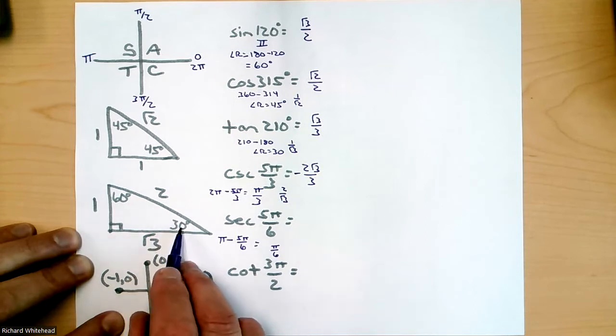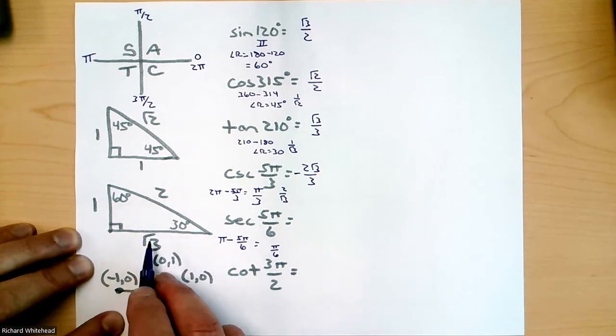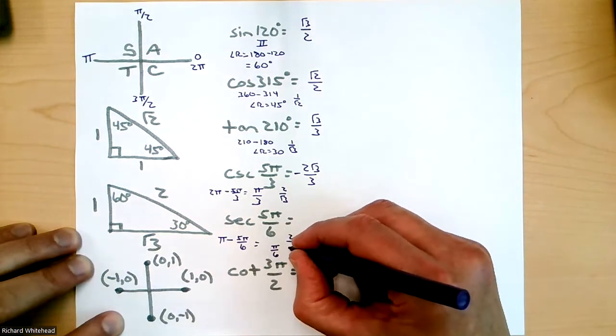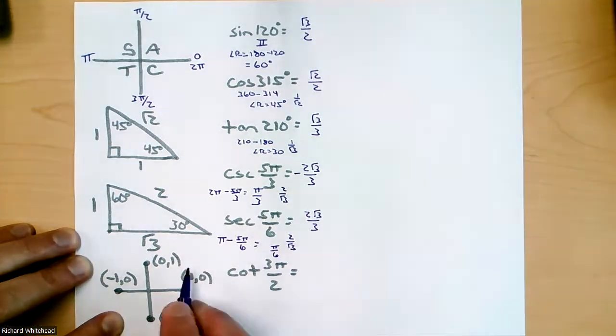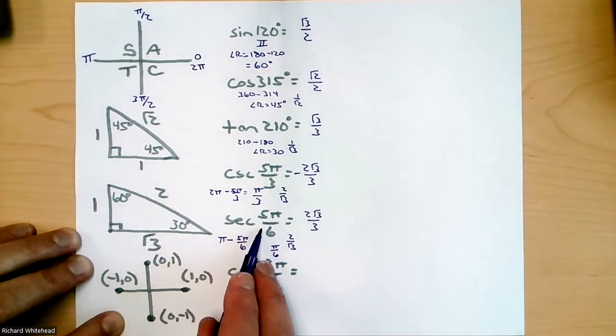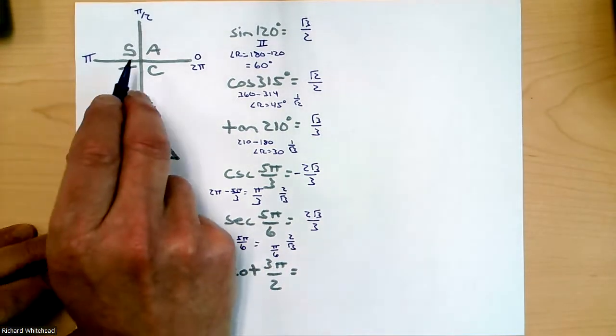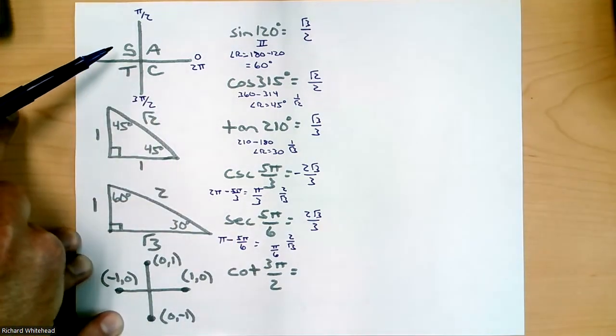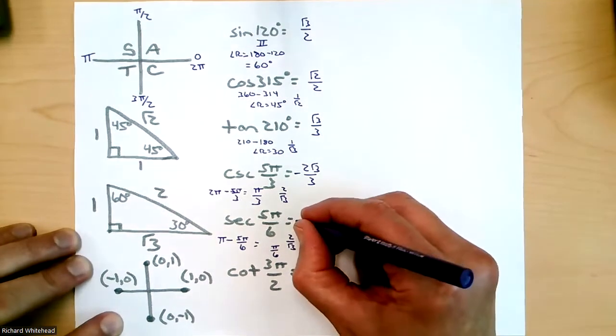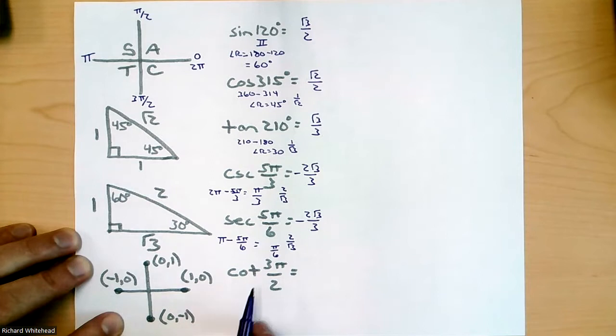So let me see. Secant would be hypotenuse over adjacent. So what do you know? It's that 2 over root 3 again. So 2 root 3 over 3. You just told me it was second quadrant. In the second quadrant, only sine and its reciprocal are positive. Everyone else is negative, so that guy gets a negative in front.